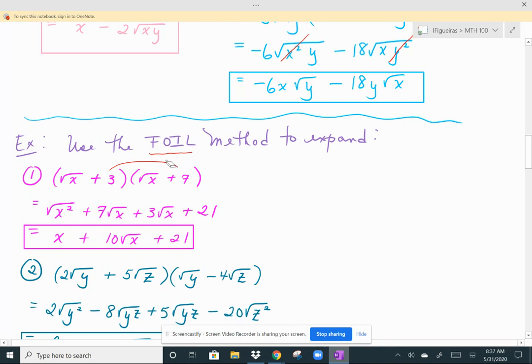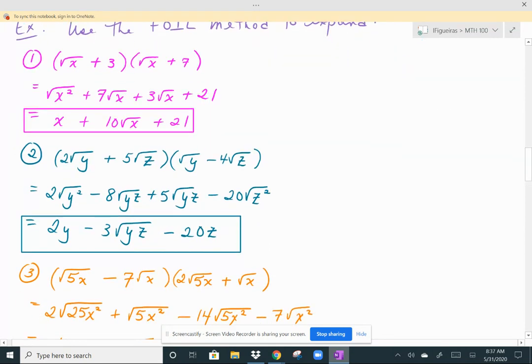Okay, so we go on to another foiling problem. I have 2 root y plus 5 root z times root y minus 4 root z. So first, 2 root y and root y is 2 square root y squared. Now we go to outer. Remember, those are the ones that are furthest apart. So 2 root y times negative 4 root z. So that gives me, in the second line, negative 8 root yz.